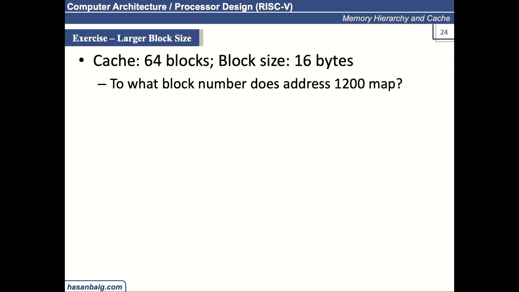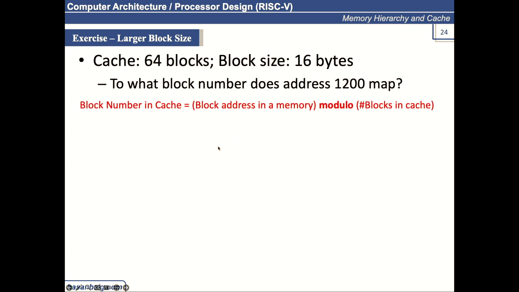We have a cache containing 64 blocks. Okay, so we are given a cache size. And each block contains 16 bytes this time. Okay, to what block number does address 1200 map? So for example, we are running an instruction. So the processor is requesting data that is placed at address 1200. Okay, so the 1200 address must be placed somewhere in the main memory or in the cache.